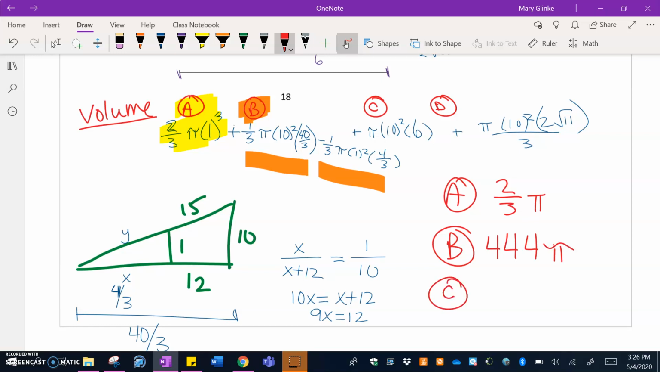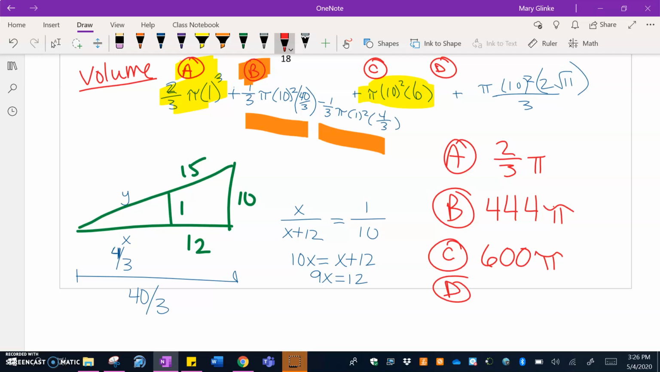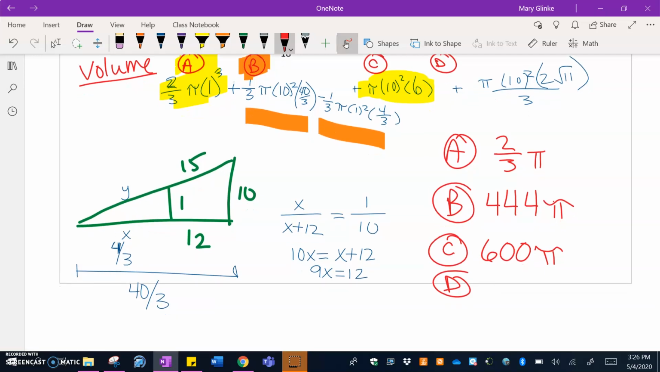And so for part C, we did pi r squared h. When you do all of that, you end up with 600 pi. And then for part D, we did pi r squared h divided by 3. And this one's not the nicest, so we're just going to leave it as its nastiness. It's going to end up being 200 root 11 over 3 pi.